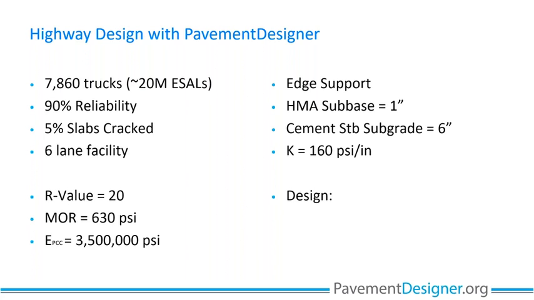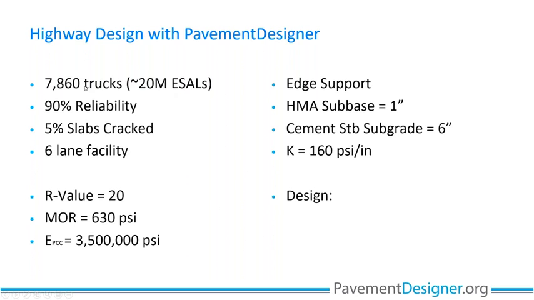So this design example was actually based on an AASHTO 93 design example. And so the AASHTO 93 design inputs were actually featured here, and you can see what they were for this design. So we had about 20 million equivalent single axle loads, or ESALs, which is what AASHTO 93 uses to design, which relates to about 7,860 trucks. They required a 90% reliability with 5% slabs cracked at the end of their 20-year design life. They had a 6-lane facility, which those trucks were distributed out onto.